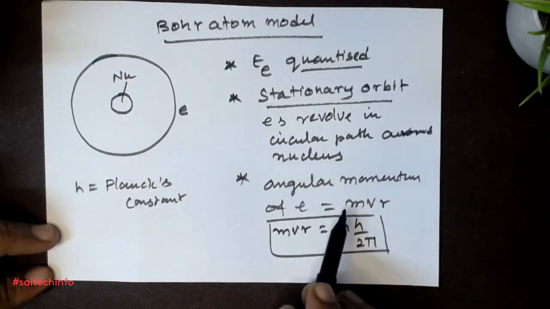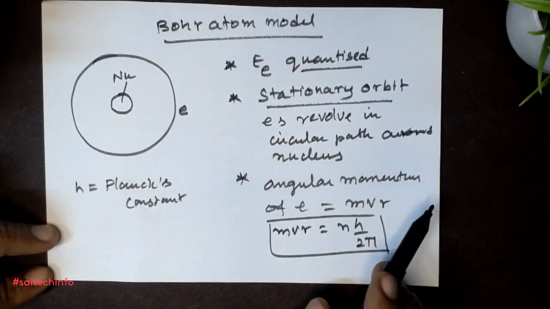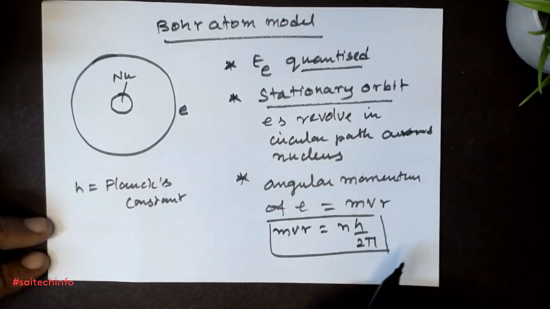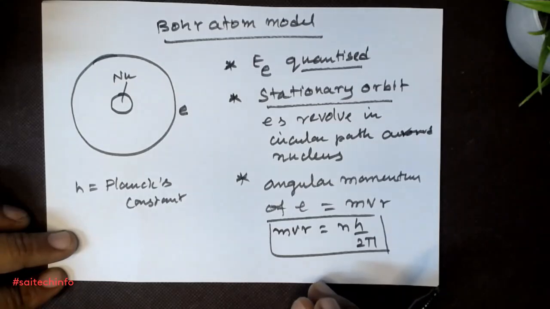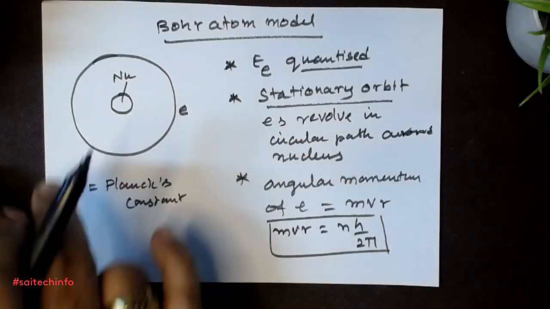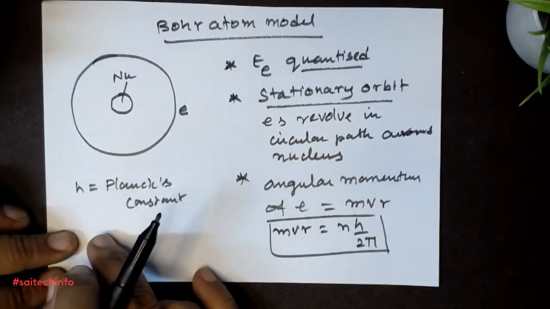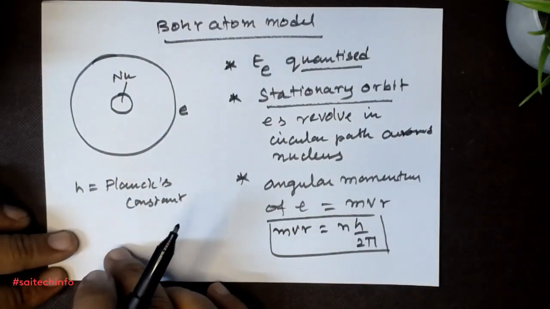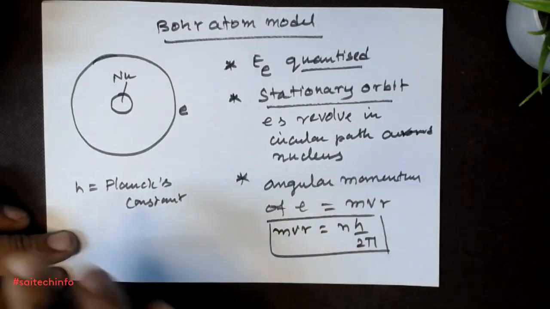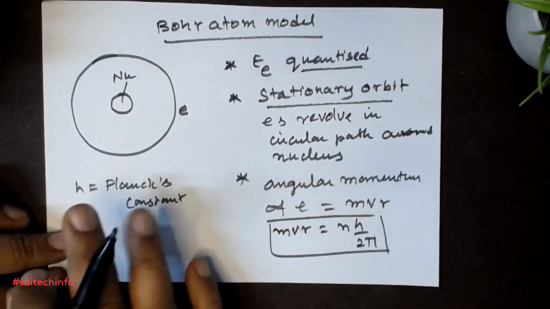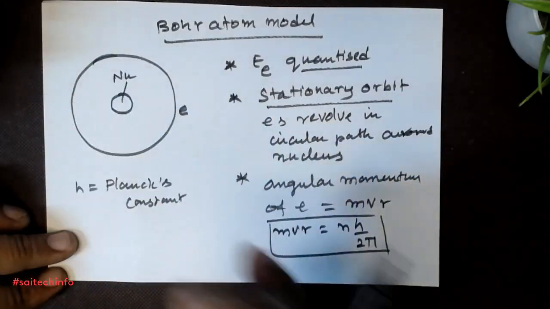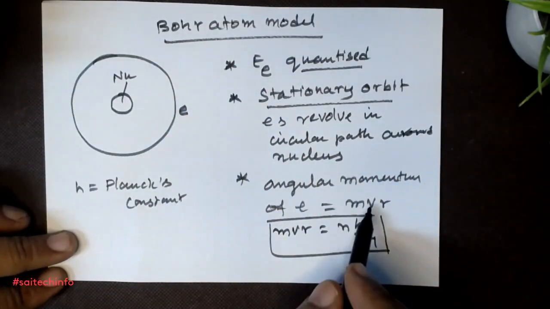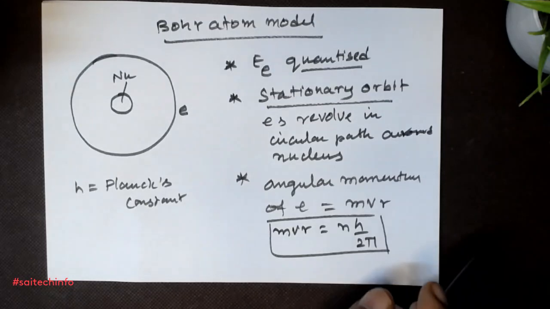So what is this mvr? That represents the angular momentum. You know something about momentum. Usually linear momentum is represented as mass into velocity, but this is taking a circular path, so you need to consider the radius, so it is mvr, and that is called angular momentum. Take down.